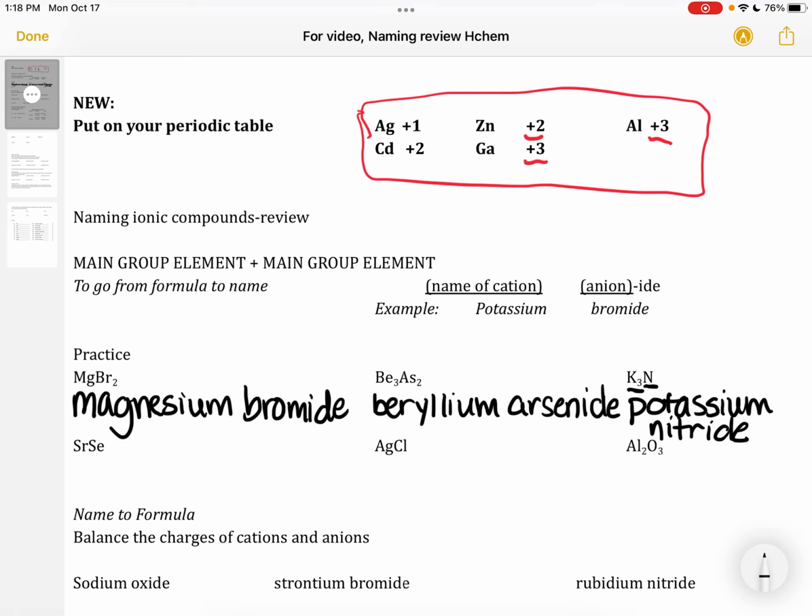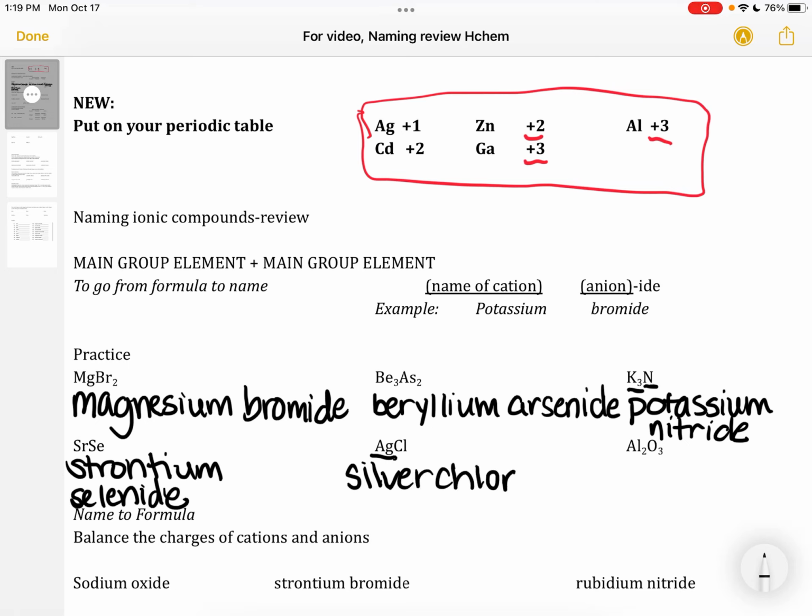Next we have strontium and selenium. Selenium doesn't follow the normal naming convention. It just becomes strontium selenide. Okay, here we have silver. Silver I shared with you just a couple of minutes ago that silver is always a +1, so we don't need to use any kind of Roman numerals with it. We just need to say this is silver and chlorine, so it's silver chloride.